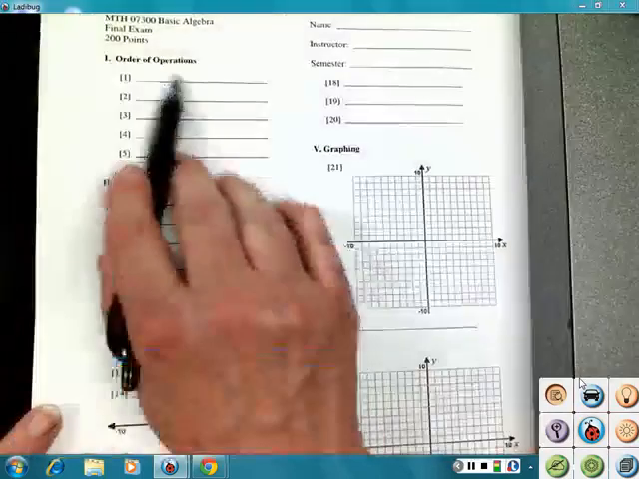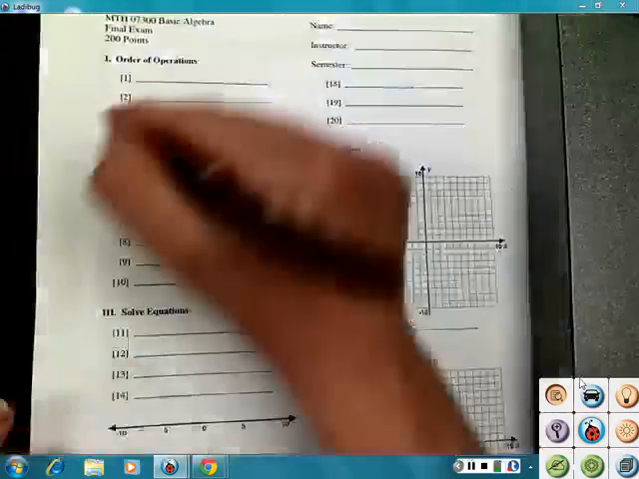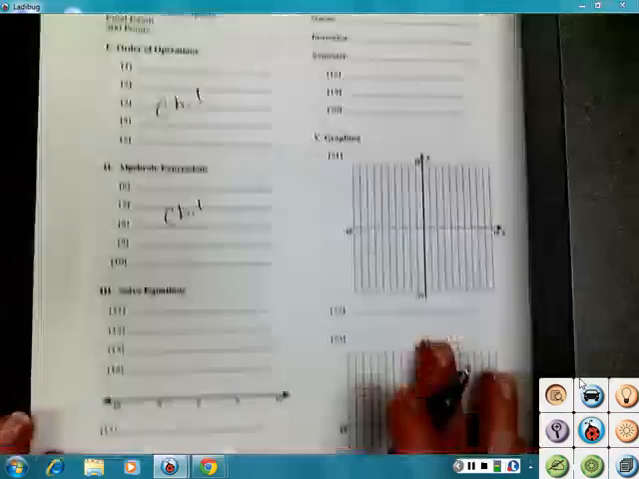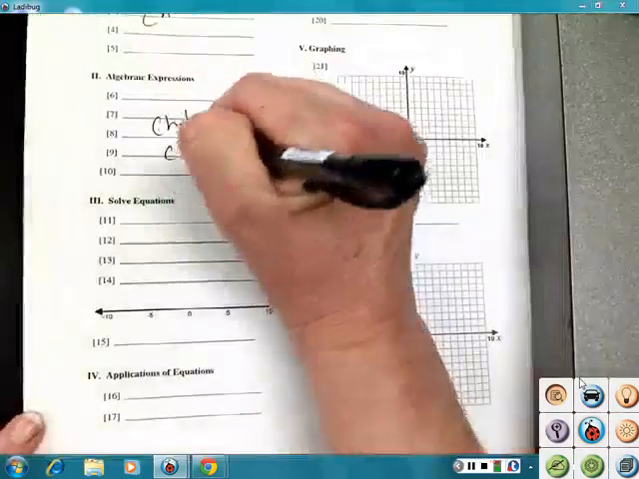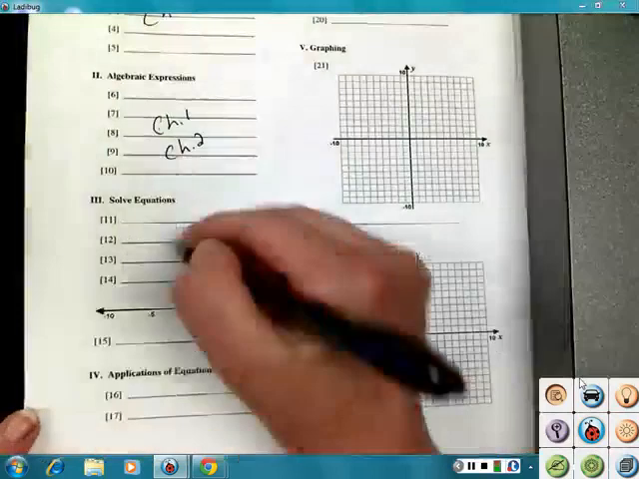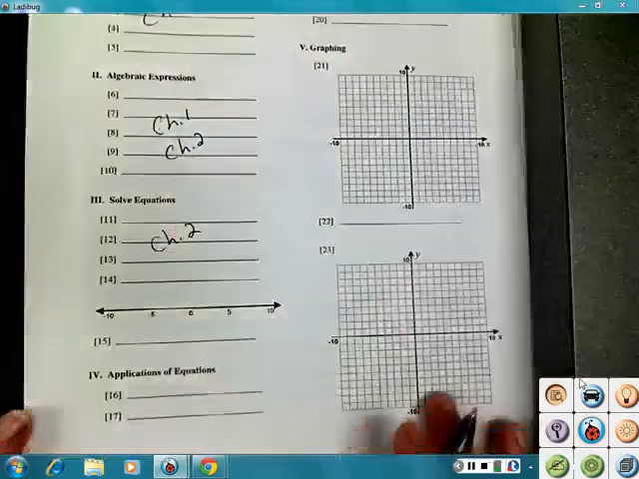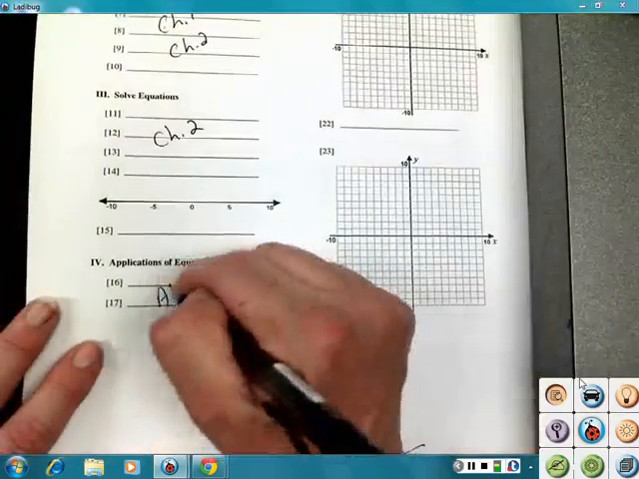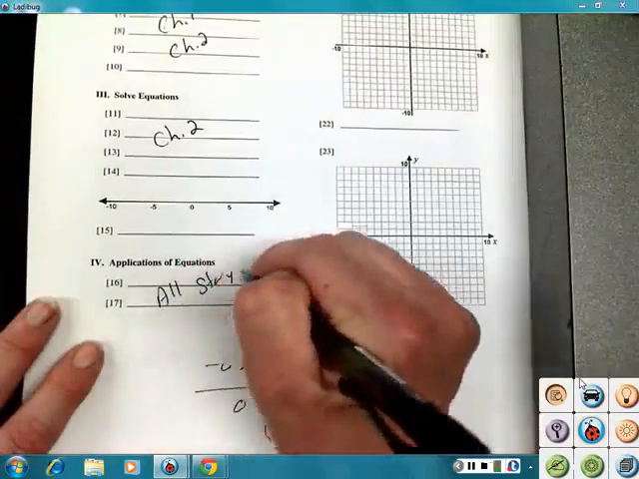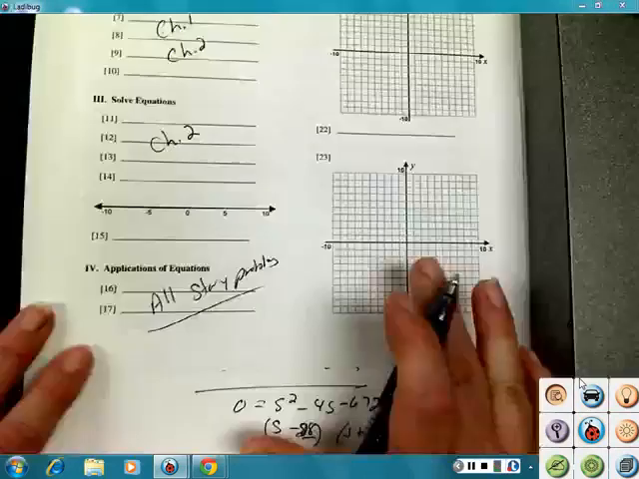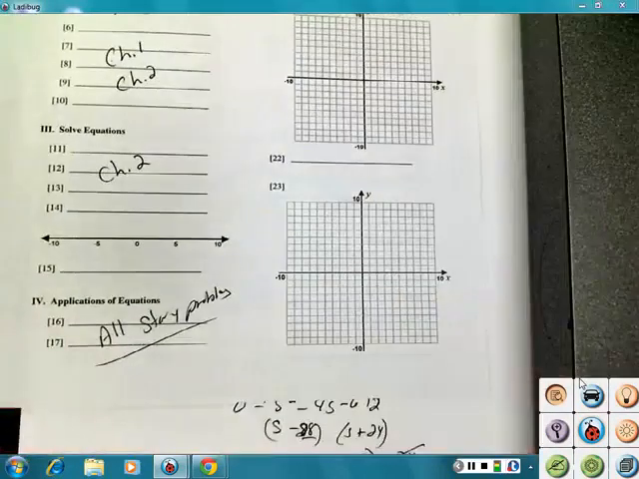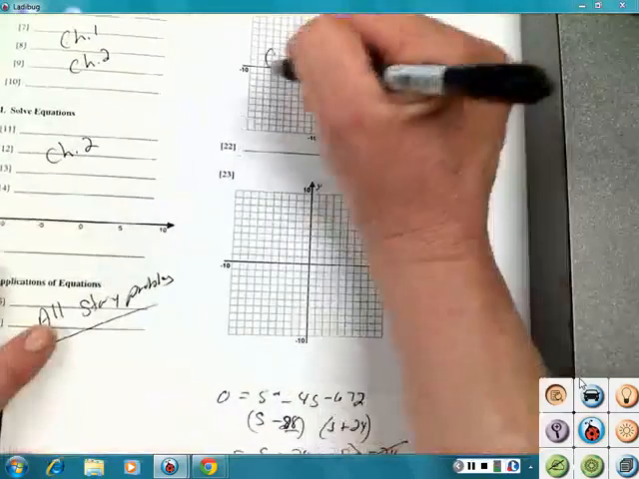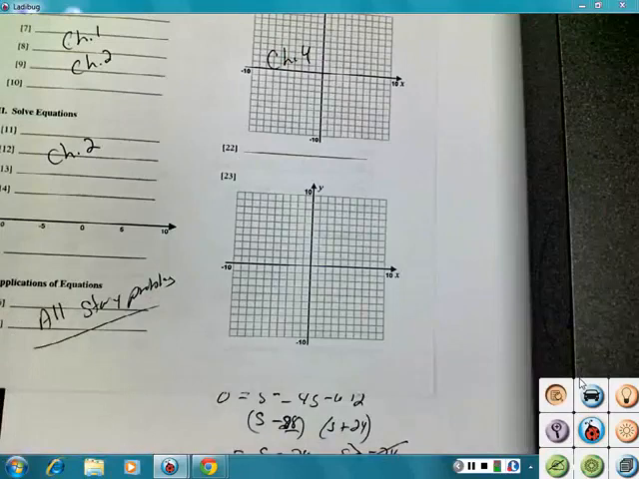Order of operations is that chapter 1. Chapter 1 stuff. This is also chapter 1 stuff. And probably some of chapter 2 in here. Your solving equations is chapter 2. That's all that stuff in there. Applications is all story problems. So there's 5 of those kinds of things. Some of them might not be bad, okay? Graphing is chapter 4.